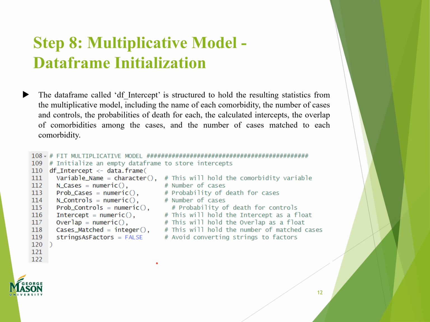Step 8 is data frame initialization of the multiplicative model. The data frame, called df-intercept, is structured to hold the resulting statistics from the multiplicative model, including the name of each comorbidity, the number of cases and controls, the probability of death for each, the calculated intercepts, the overlap of comorbidity among the cases, and the number of cases matched to each comorbidity.